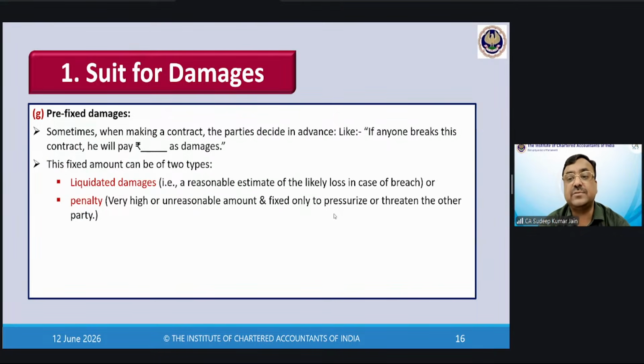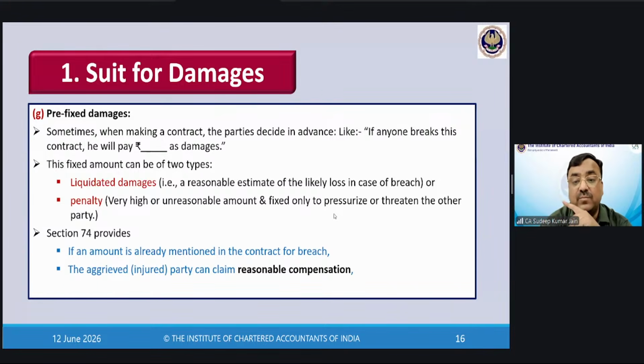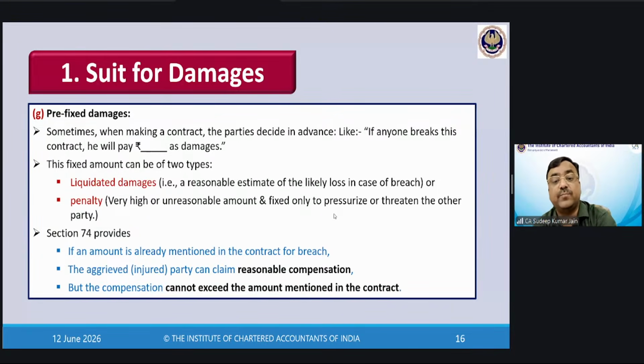Very high amount, it is called a penalty, just to threaten the other party to perform according to the contract. Section 74 provides that if an amount is already mentioned in the contract for breach, the aggrieved party, that is the injured party, can claim reasonable compensation, but the compensation cannot exceed the amount mentioned in the contract. So normally in India, law says liquidated damages can be claimed. Relief in case of penalty can be given by the court.